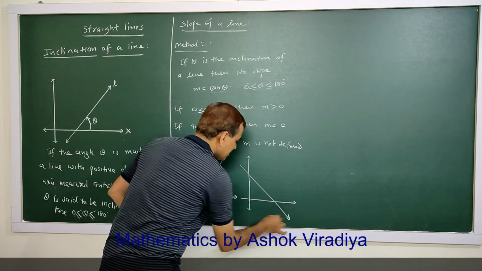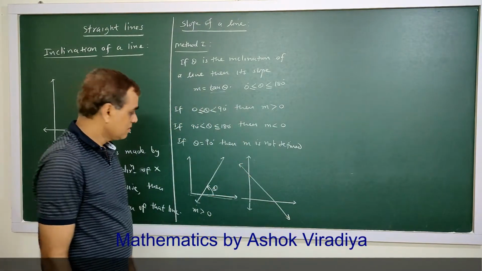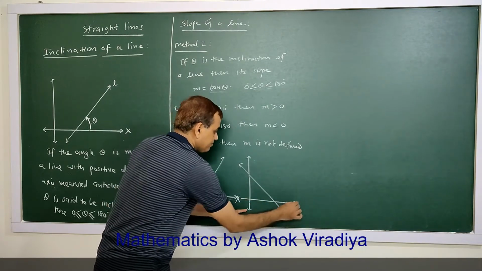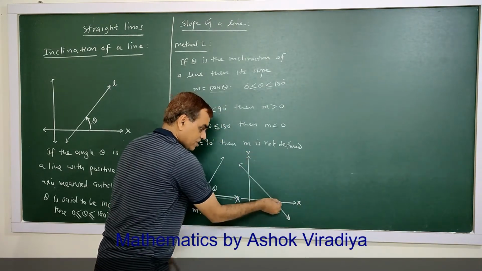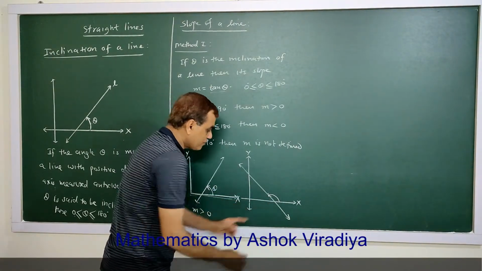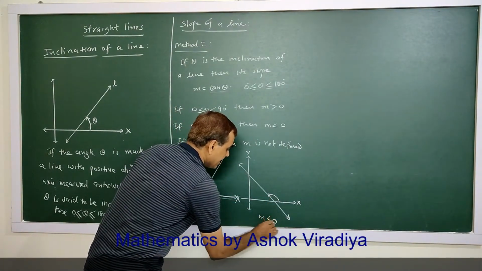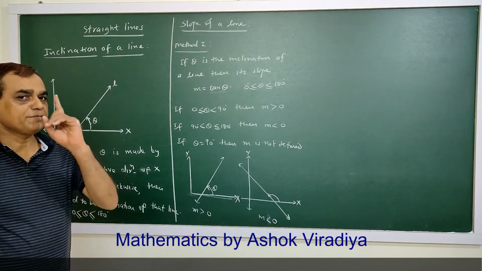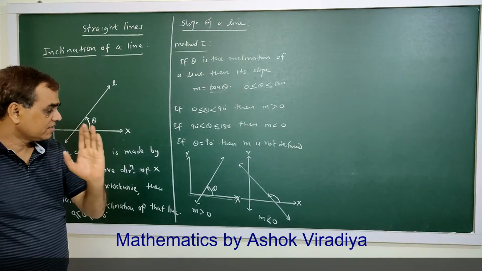If a line is such that its inclination is more than 90 degrees, then the slope of such a line is always negative. Here the slope is negative. So take one point in mind.